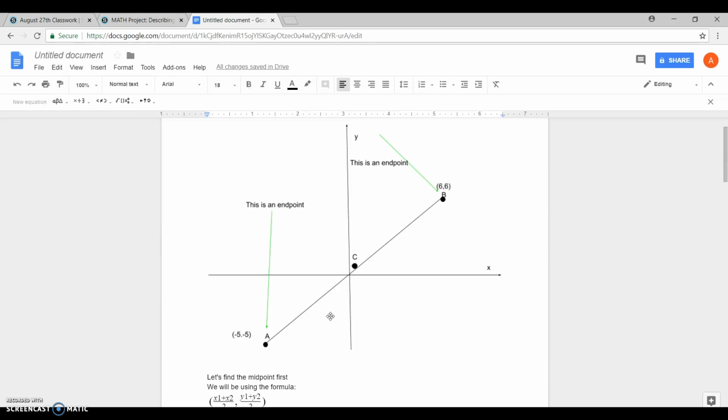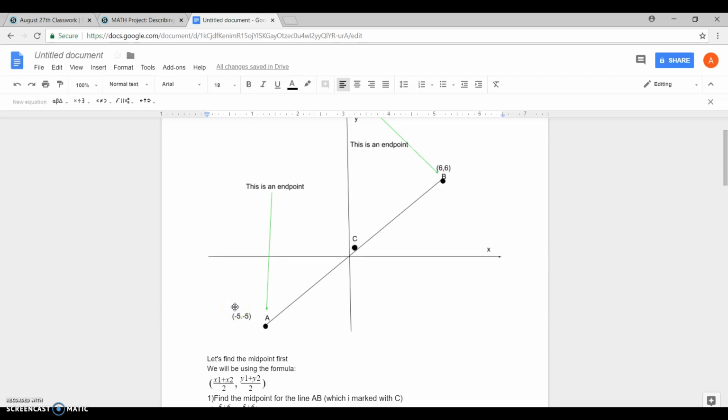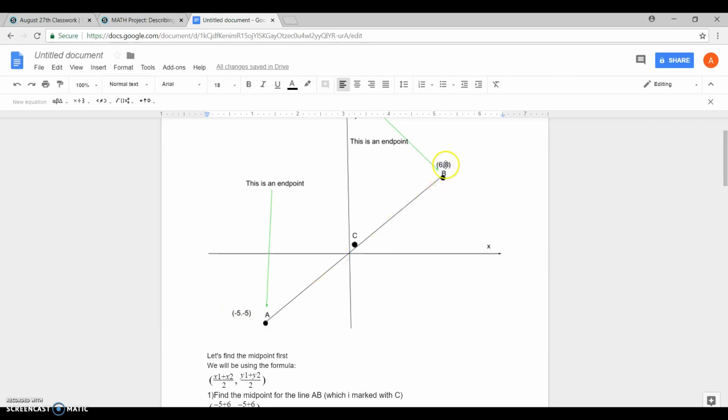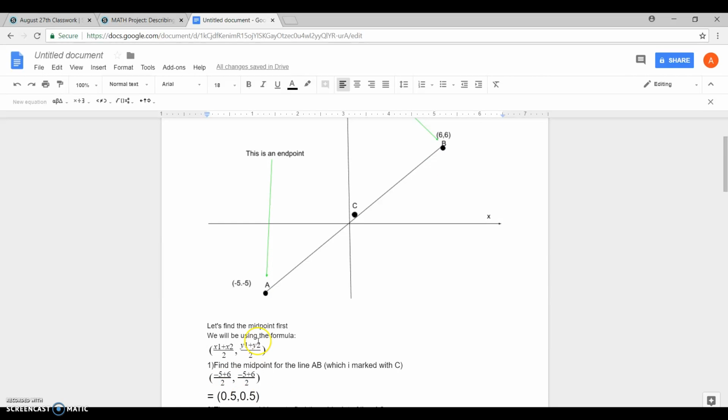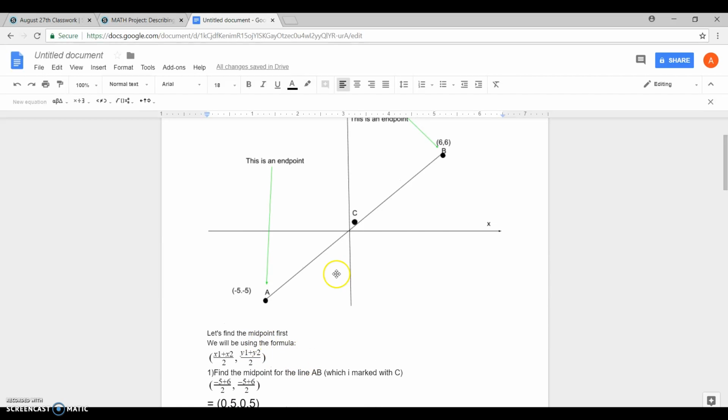To approach this, we would first need to find the midpoint for the line segment AB. So we would use the coordinates of point A and point B and plug them into this formula, as shown here. And I would get (0.5, 0.5). I labeled the midpoint in my case as C, and I'll talk about that later on.